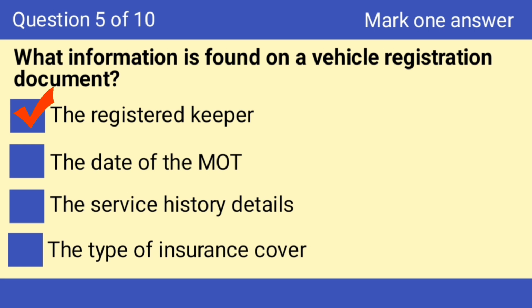Explanation. Every vehicle used on the road has a registration document. This shows the vehicle's details, including date of first registration, registration number, registered keeper, previous keeper, make of vehicle, engine size, chassis number, year of manufacture and color.